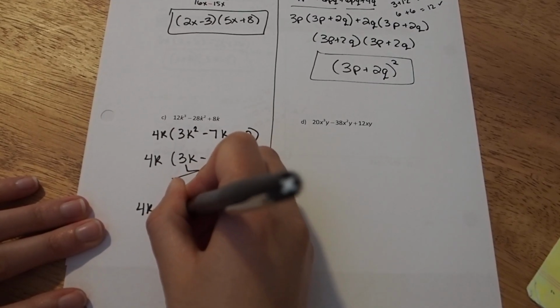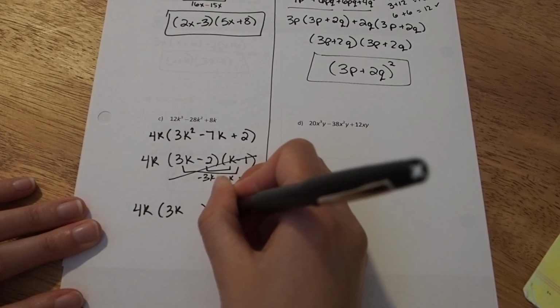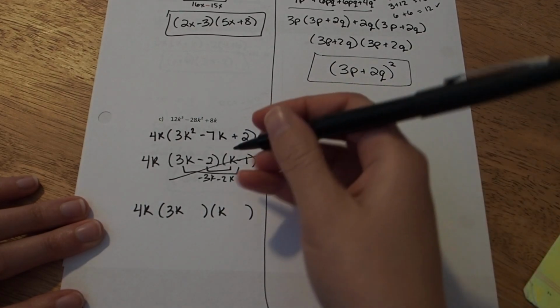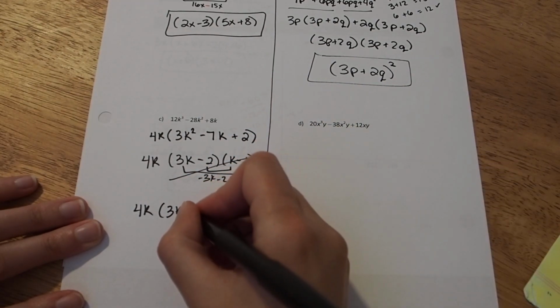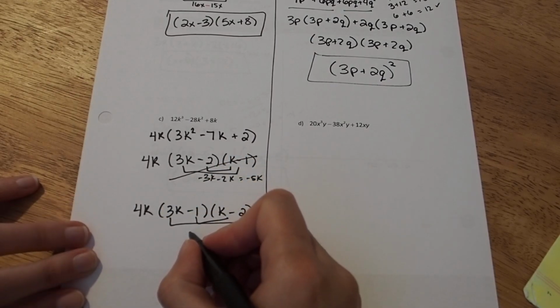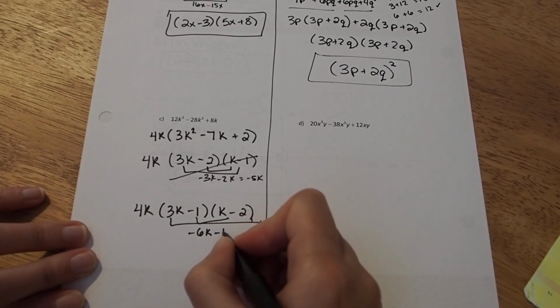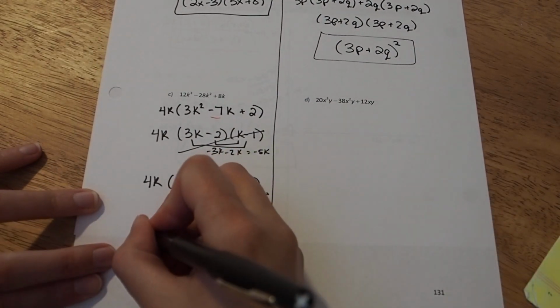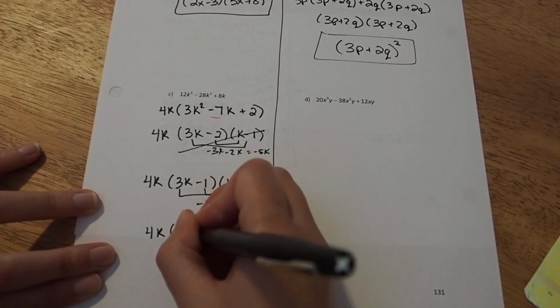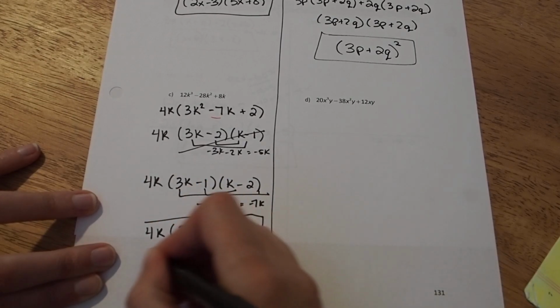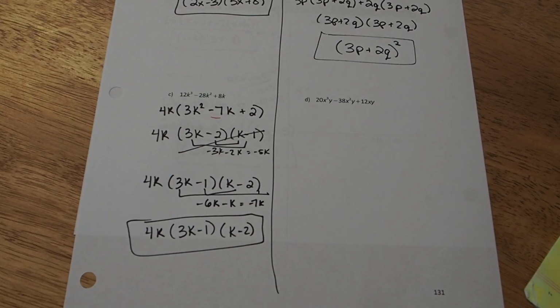4k. We're going to keep that 3k first and the k second. But instead of 2 and 1, I only have one more possibility, right? Is if I did 1 and 2. So let's try this one. So 3 times negative 2, that's negative 6k minus 1k is going to give us negative 7k, which again is what we are trying to get, right? We're trying to get that negative 7k in the middle. So this pairing works. So that means that my answer is going to be 4k times 3k minus 1 times k minus 2. So it took me 2 tries with trial and error to get the correct factored form.